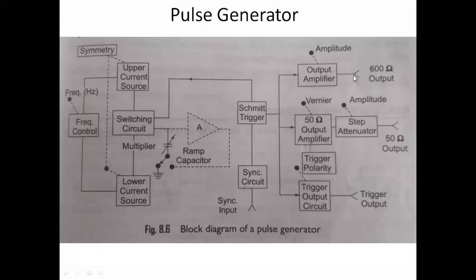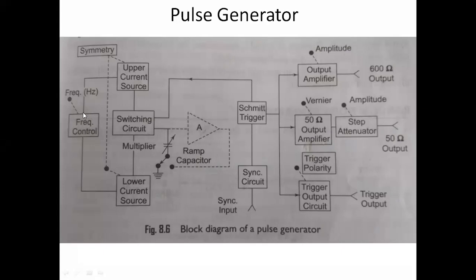For the 600 ohms output point, at this point we can get the 30 volts peak value, and for this an attenuator is used. By using the attenuator, the generated voltage will be reduced. According to our desired output, we can choose the attenuator circuit, and from that we get the peak value of 5 volts.